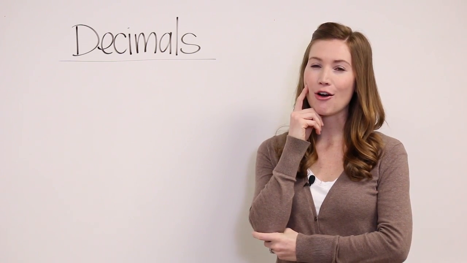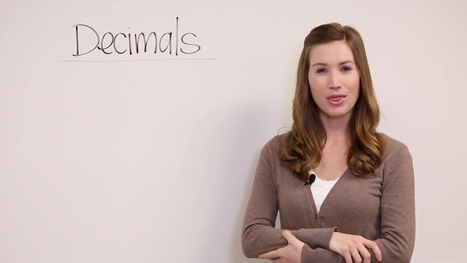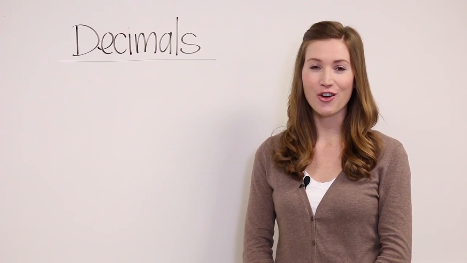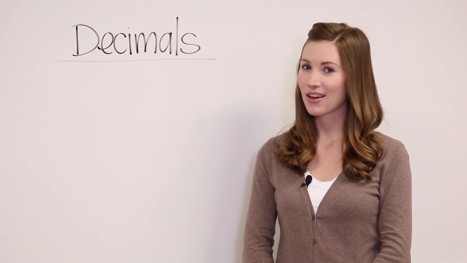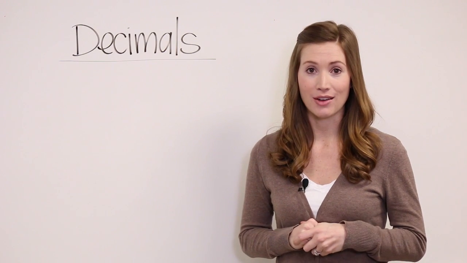Now, what about 544 thousandths? Can you guess what the part is? If you said 544, you're correct. And what about the whole? The whole is 1,000.